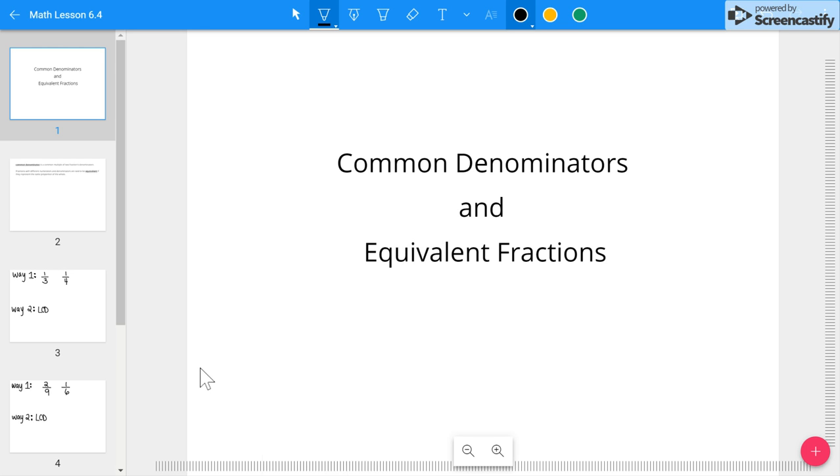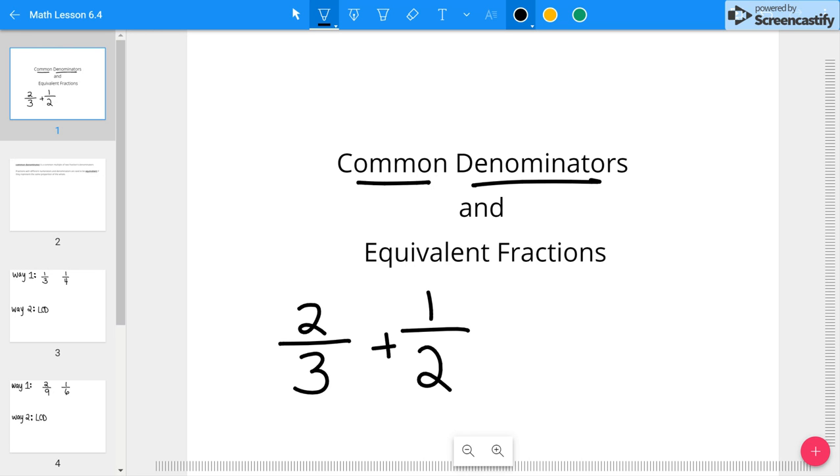So this lesson comes from Chapter 6, Lesson 4. We're going to look at common denominators and equivalent fractions. I would need this if I have a problem that looks like this: 2/3 plus 1/2. If I have a problem that has different denominators, I can't solve it until I have common denominators. So to do that, I'm going to find equivalent fractions. This lesson will help me solve a problem like this.